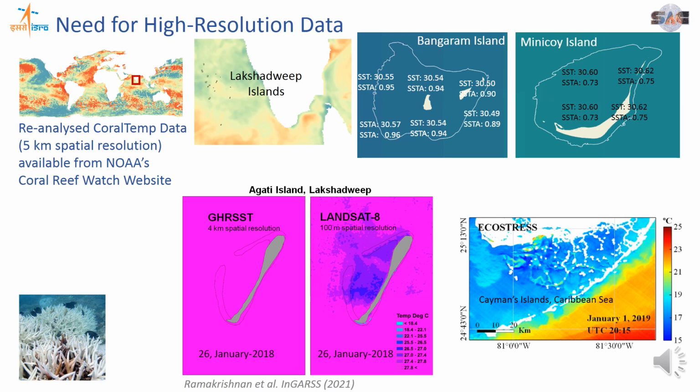However, even this proves to be not sufficient, and if we look into 100-meter spatial resolution data from Landsat 8, one of my colleagues is showing that he is able to pick up that variability of sea surface temperature in terms of Agati Island's lagoon. So these kinds of signals or signatures of SST for reefs, for picking up this spatial variability for these small islands, are very important for this kind of coral bleaching assessment and to take management actions.